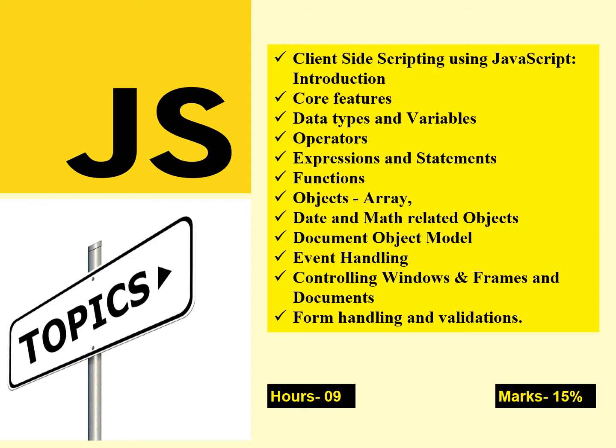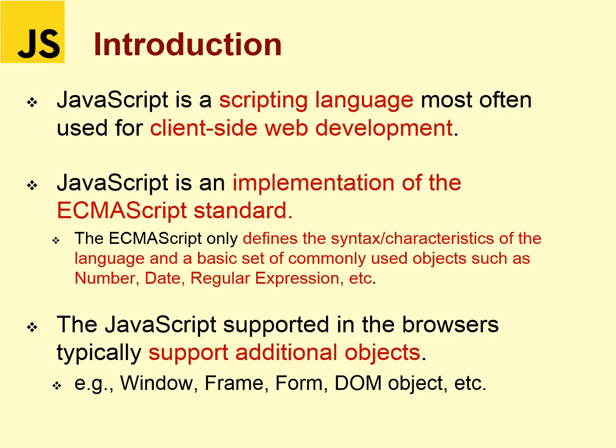Now we can see the introduction of JavaScript. JavaScript is a scripting language most often used for client-side web development. We know that there are two types of scripting, client-side scripting and server-side scripting applications. So JavaScript is a client-side scripting language which is used for web development. Since this is a client-side scripting language, the effect of JavaScript will appear on web browsers.